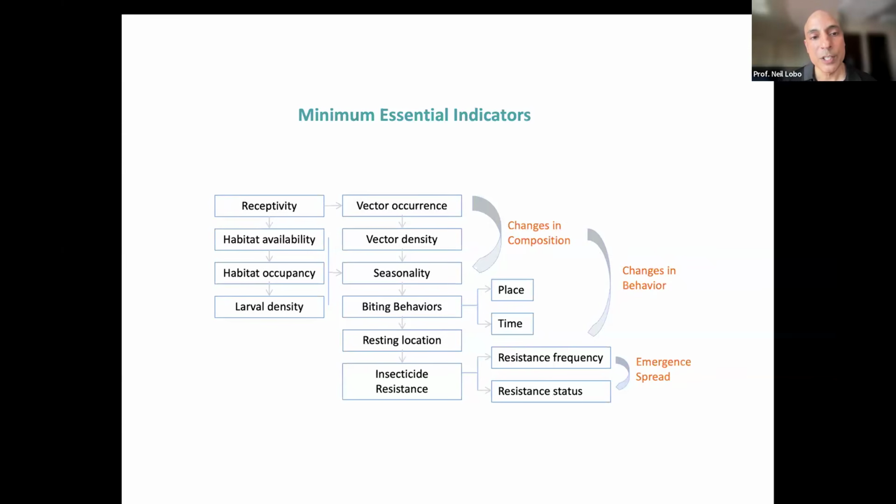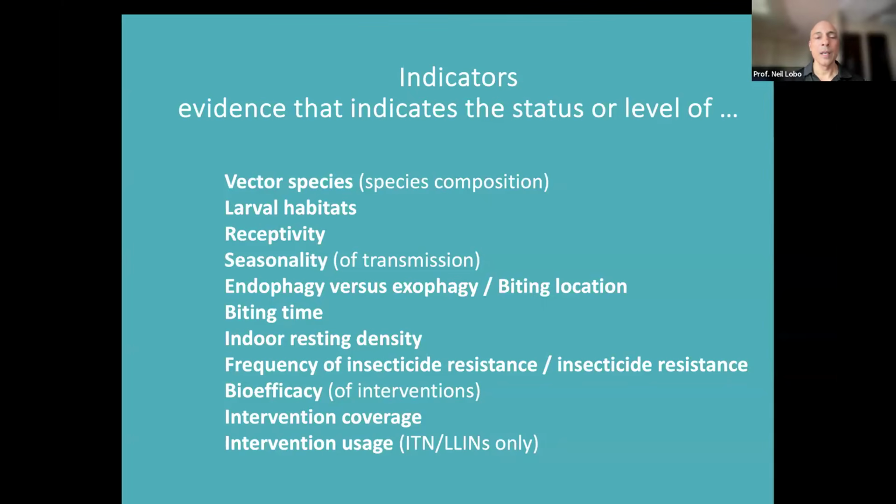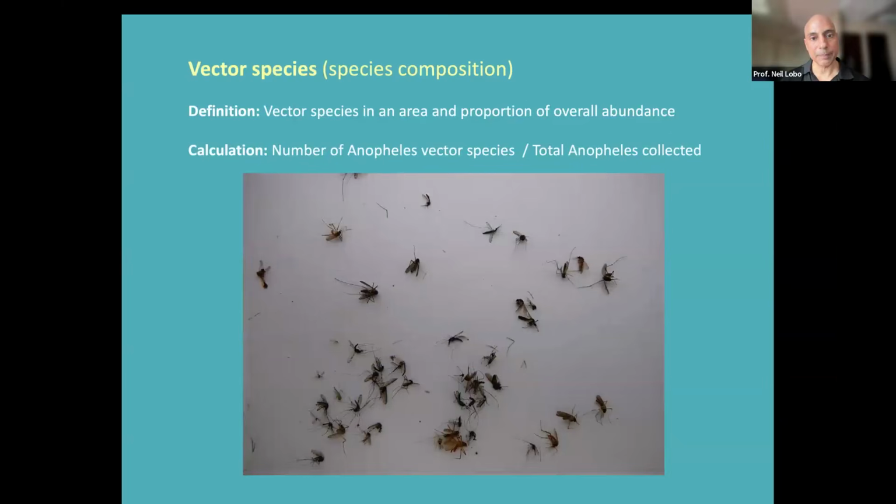This is how I would go about choosing the minimal essential indicators for my entomological surveillance to answer my essential question. So I'm going to go over all these indicators very briefly, because I'm pretty sure you understand all of them. All of their definitions and how to collect them and everything are in the ESPT. How to calculate them is in the ESPT. And the pros and cons of all of them are in the ESPT, and I'll go over that as well. But we will go very briefly, and some of them have examples of vector species, larval habitats, receptivity, seasonality, and all these will be done in the next few slides.